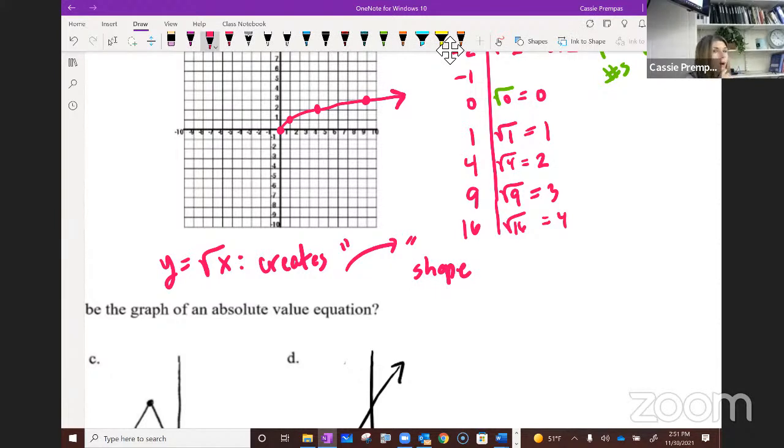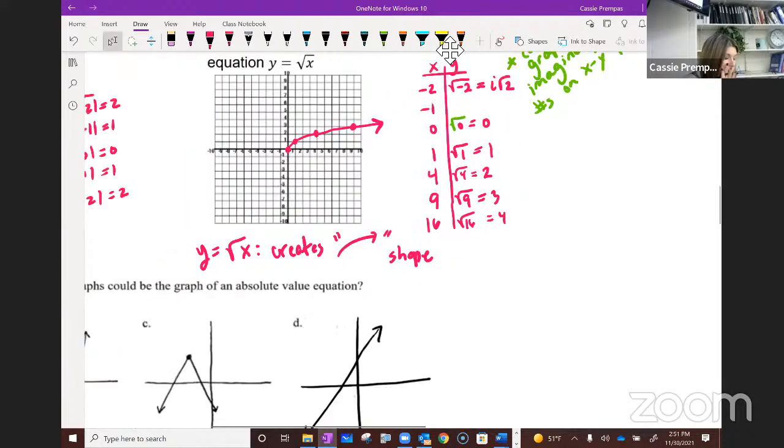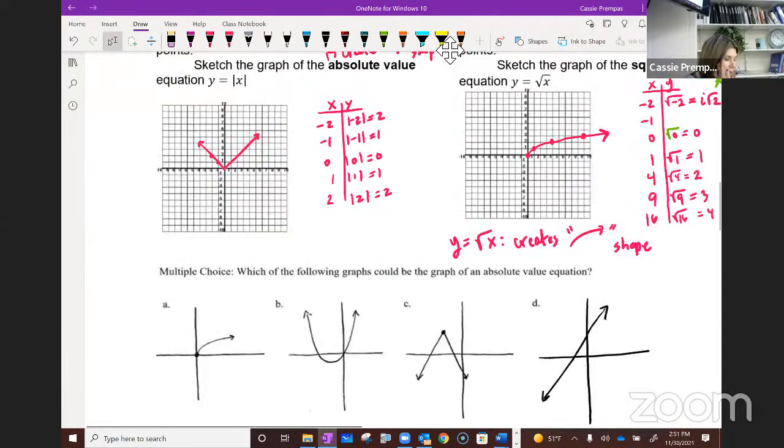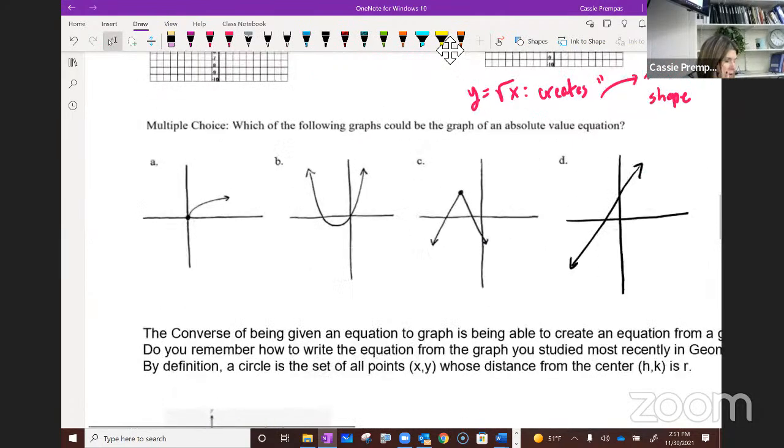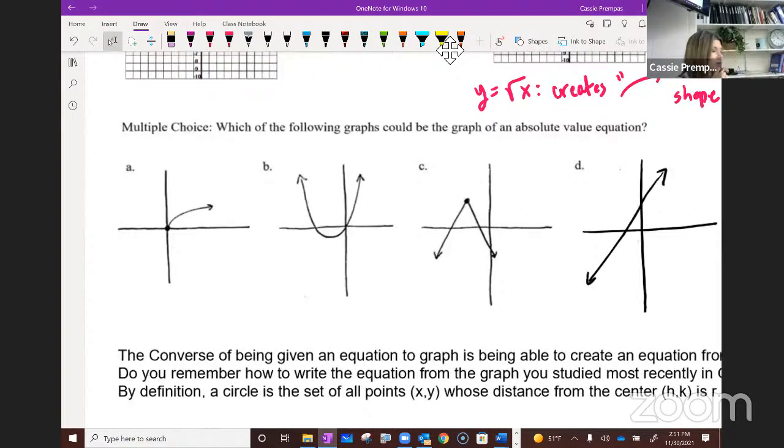All right. So off of those 4 graphs, on next week, Tuesday's quiz, an example of a question you might have is one like the one below, multiple choice. Which of the following graphs could be the graph of an absolute value equation? Turn to your partner and tell them what answer you think this would be.